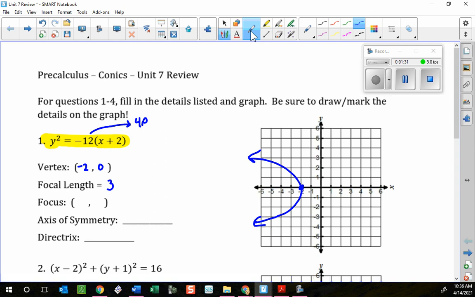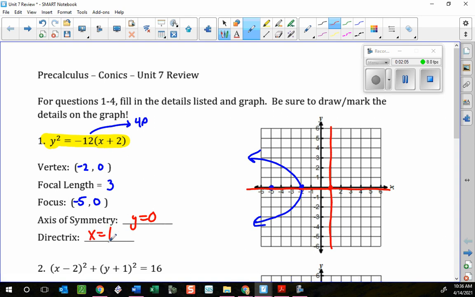Alright, so the focal length is 3. That means that from the vertex I go 3 units inside the parabola. So 1, 2, 3. So there's my focus at negative 5, 0. The axis of symmetry is going to run right down dead center, and that is the equation y equals 0. The directrix will be, if the focus was 3 units inside the parabola, the directrix is 3 units outside. So it's going to be right here. So it's a line, and the equation of that line is x equals 1.